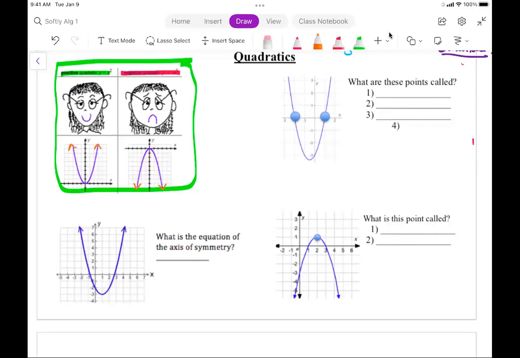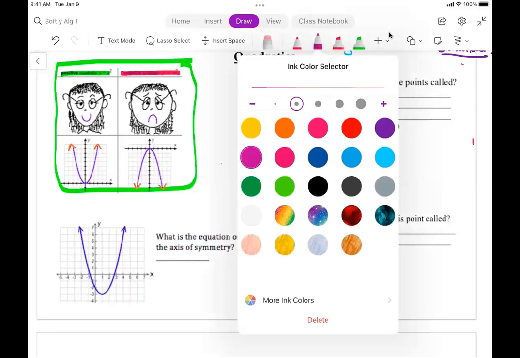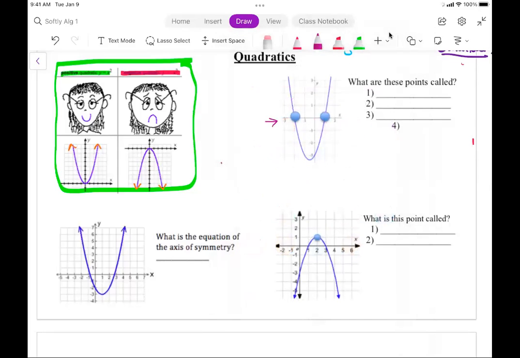All right, now we're going to be looking at this one right here. It says, what are these points called? I'm missing a line here. What are these points called? These are my ROOTS. At this point, you should remember what ROOTS stands for.